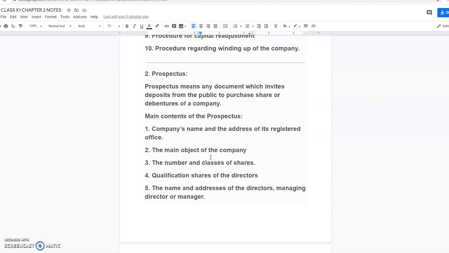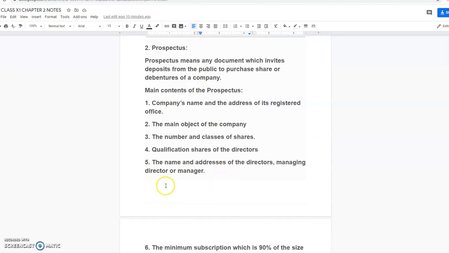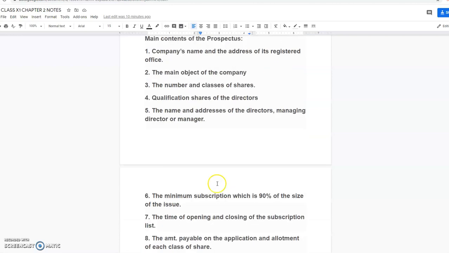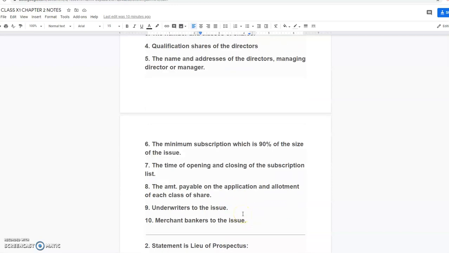Now if we give an invitation to the public to come and buy the shares of our company, then people need knowledge of what is in the company. They want to know the name of the company, the address of the registered office, what the objective of the company is, what type of shares the company is issuing, how many qualification shares the directors have, and what the names and addresses of the directors are, and so on. You can write any 4 or 5 points. You can learn any 4 or 5 points in this prospectus.